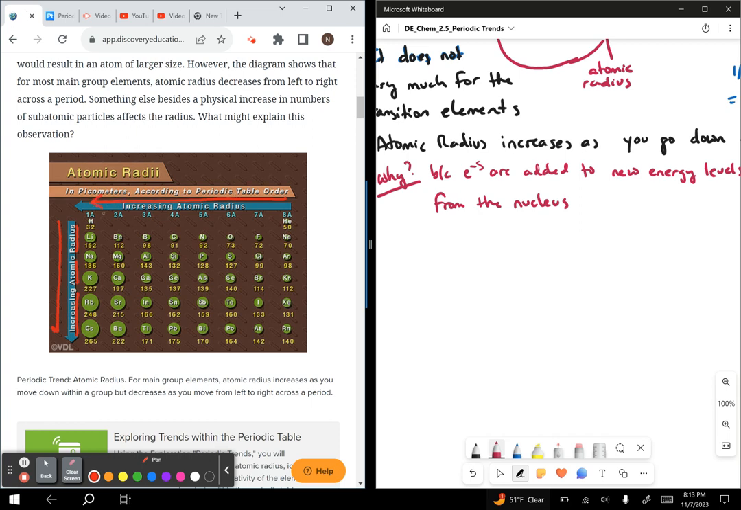You also have an increasing atomic radius. Okay? What could be causing that? We just explained the idea of additional energy levels causing your atomic radius to increase, but what would explain the atomic radius getting bigger as you go from right to left?